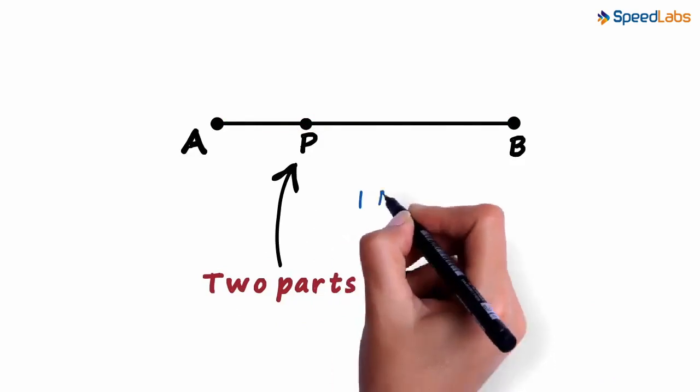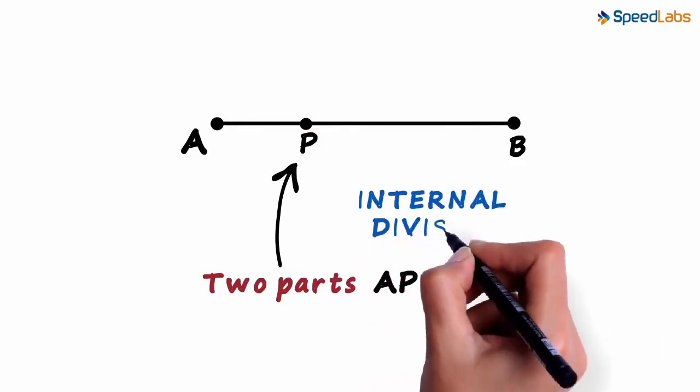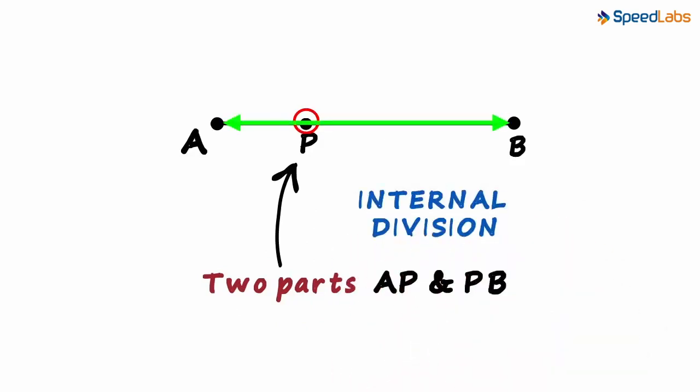This is called the internal division of a line segment. The point P divides the segment AB internally into two parts. Can a point divide a line externally from outside? Sounds weird, but yes, it can. We see that in another video.